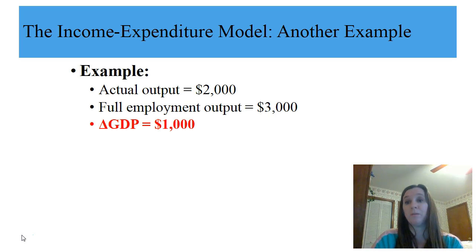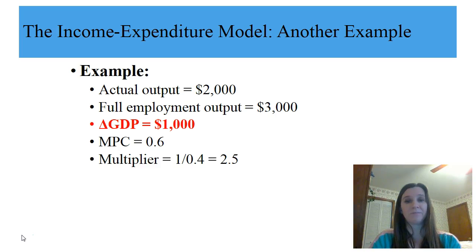We need to change GDP by $1,000. Does that mean we change our autonomous spending by $1,000? Hopefully you're saying no. Well, we need to know what people's marginal propensity is to consume any increase in spending that we give them. And in this example, the MPC is 0.6. So we're going to spend 60 cents out of every dollar we're given.